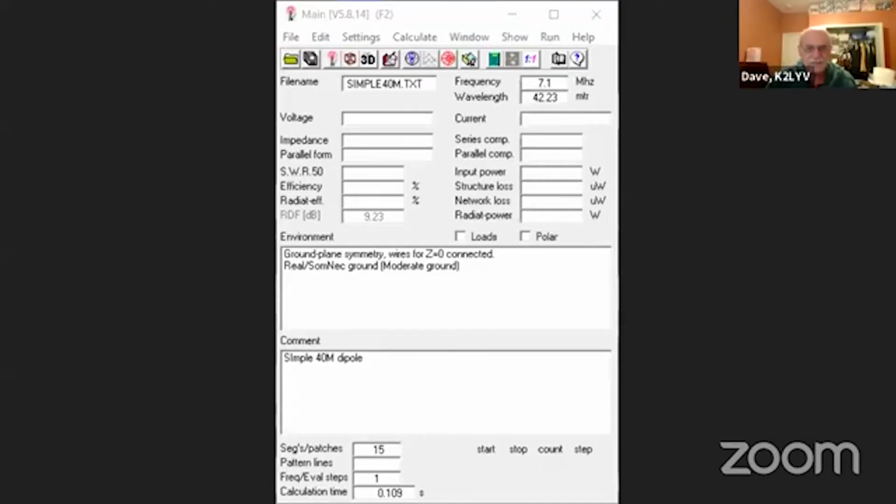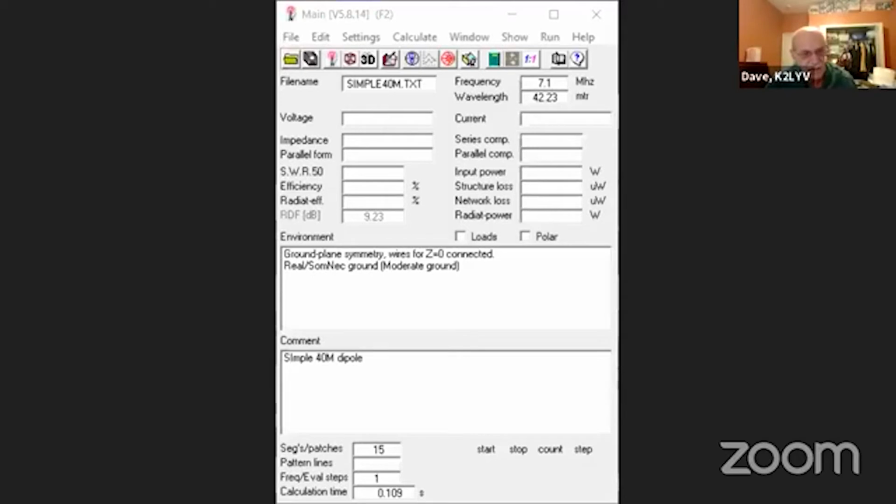So this is the file, which is like a little spreadsheet. It has a line for each wire. In this case, it is one wire. The wires are all numbered. This is wire number 1. I've cut it up into 15 segments. You don't want the segments too big, and you don't want them too small. 15 was a good number here.